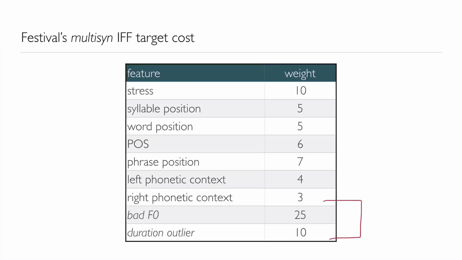Festival has a couple of special things in its target cost that aren't really part of the target cost itself. It's just a convenient way of implementing something, and they're there to detect problems with the database. We're going to come back to that when we talk about the database, and we can see where these pseudo features come from. They're to do with the automatic labeling of the database, in fact. So don't worry about these for now. Concentrate on these features, the phonetic context and the prosodic context. Those are the ones produced by the front end, and those are the ones used to choose between competing candidates from different linguistic contexts. Let's work through an example to make that crystal clear.